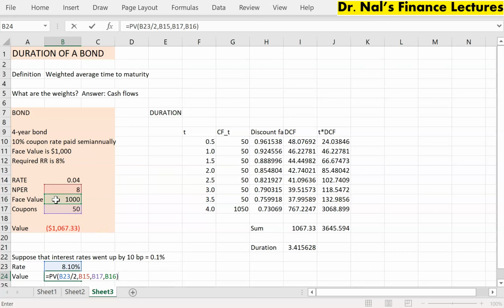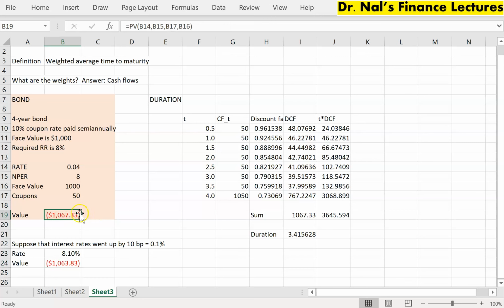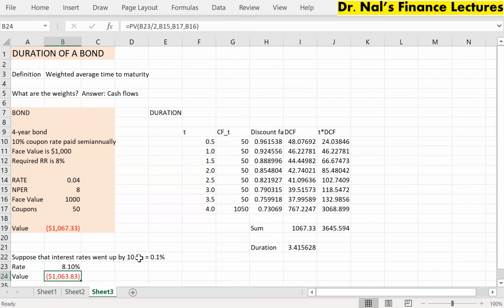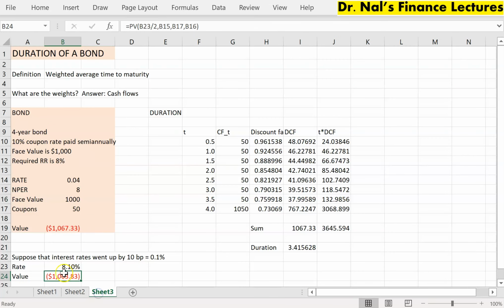All right, so if interest rates were to go up from 8% to 8.10%, the value of the bond would go slightly down. Do you guys see that? It used to be $1,067. Now it's $1,063, which is consistent with what we did earlier. Earlier, when we analyzed the graph, we realized that when interest rates go up, the value of the bond goes down. So this bond has the following sensitivity. When interest rates go up by a tiny fraction, 10 basis points, an extremely small change equal to a 0.1% increase, suddenly the value of the bond goes down by $4, right?